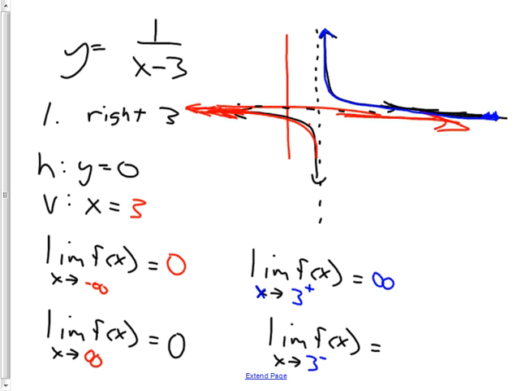Just positive infinity. If I'm going to get closer and closer to 3 from the negative, starting where x is negative is like way over here. And if I'm going to come in, I'm going to come in on this track here, and it's going to force me down to negative infinity. There we go.